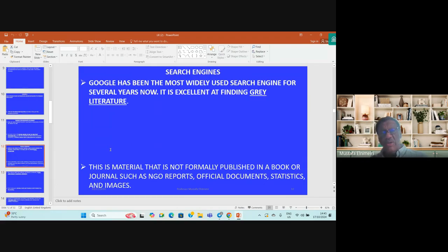The search engines, for example, Google, has been the most widely used search engine for several years. You have to notice that it's excellent in finding gray literature. Other types of literature like primary and secondary literature, systematic reviews, and academic publications cannot be found. And as we know, gray literature is material that is not formally published in a book or journal, such as non-governmental organization reports, governmental reports, official documents, policy documents, statistics, images, illustrations, etc.